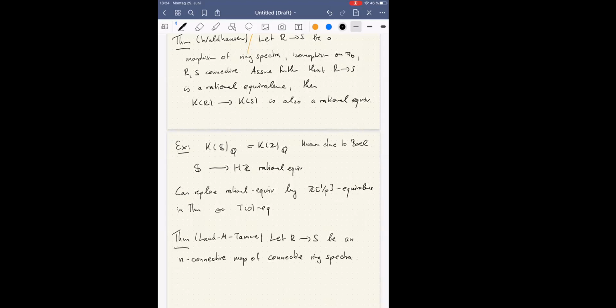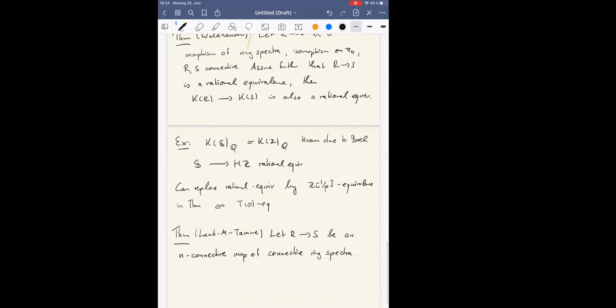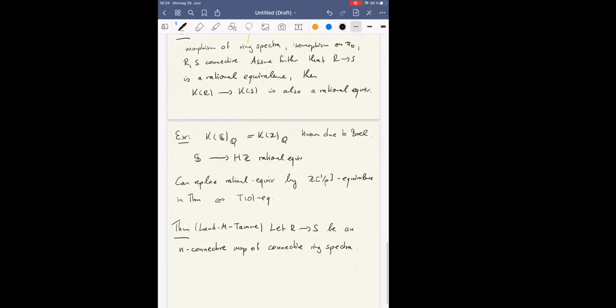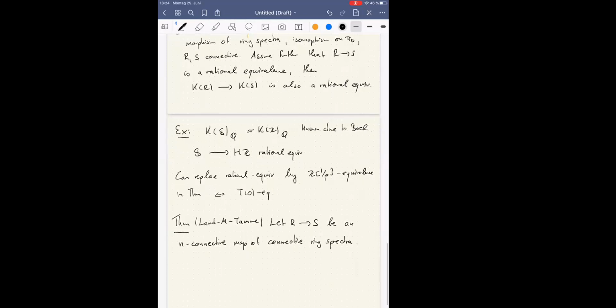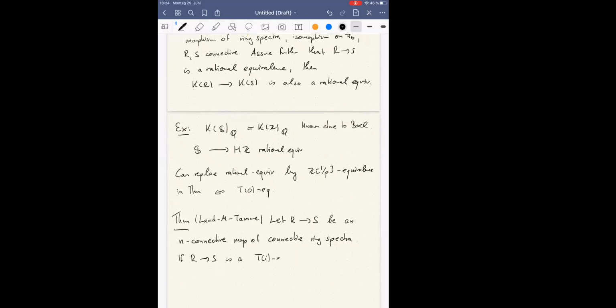So if R to S is a Ti equivalence for all i between 0 and n, then the same is true for the K theory of R to the K theory of S.